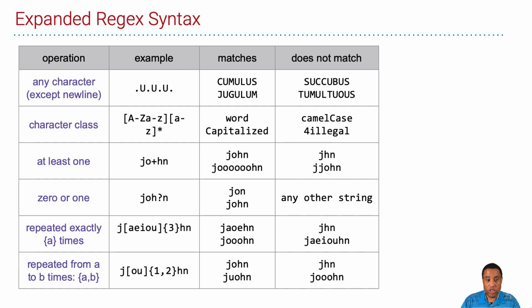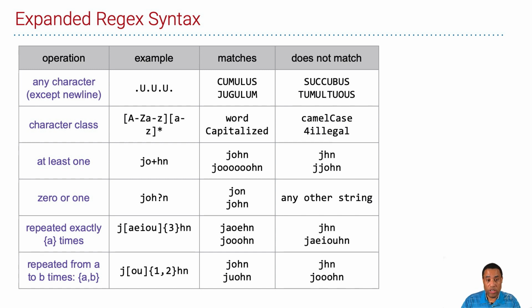The next operation is question mark, and that's for 0 or 1 instances of the character. So J-O-H question mark N will match 0 or 1 H's. So 0 H's would be J-O-N or Jon, and 1 H would be J-O-H-N or John. It won't match any other string.